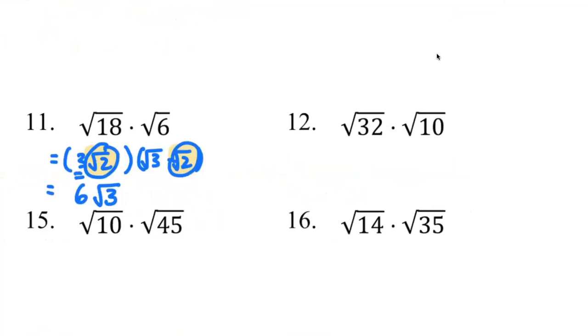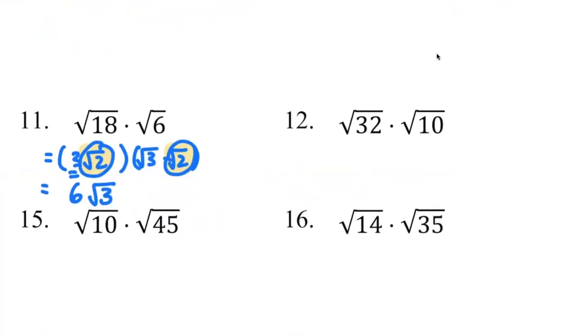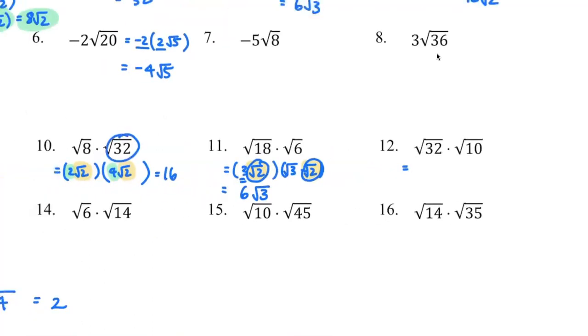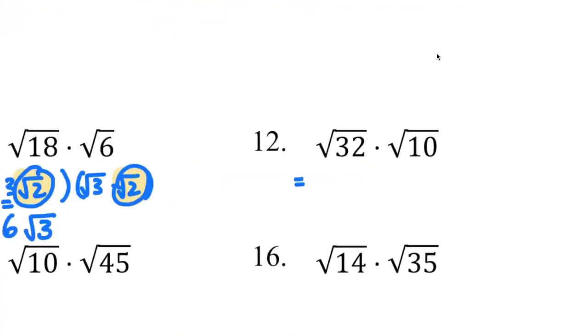Now let's see a couple more. Okay, let's look at number 12. Square root of 32. We just did this not too long ago, right? 16 times 2 is 32, right? So this is just 4 root 2, right? Well, what about root 10? Do we just leave it as root 10, or do we break it down just a little bit?